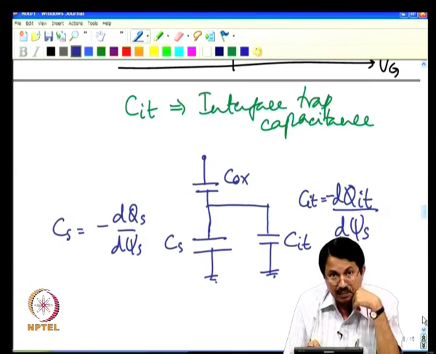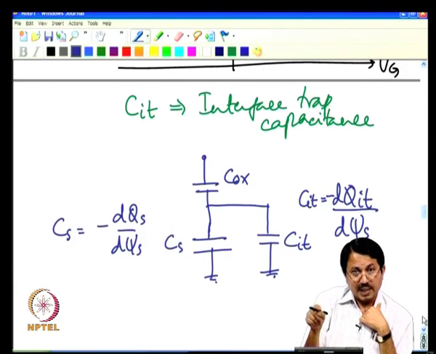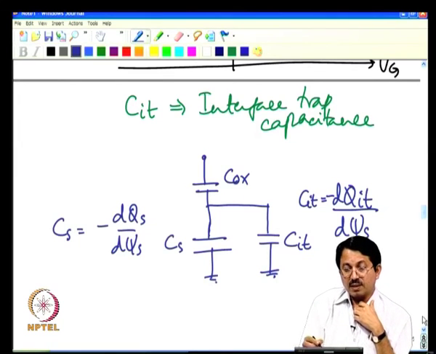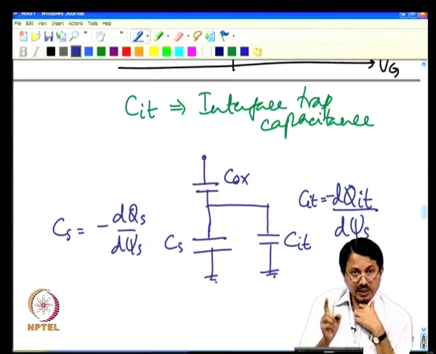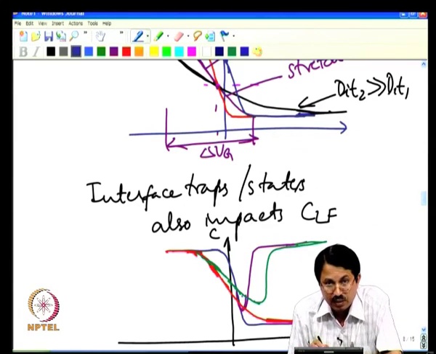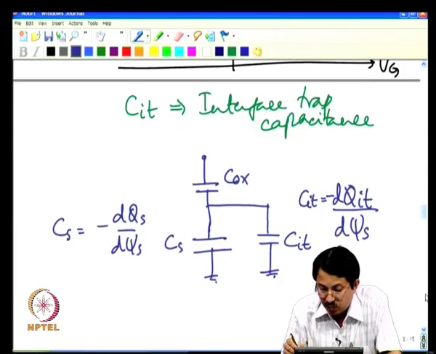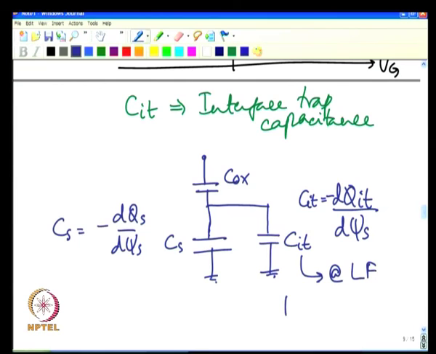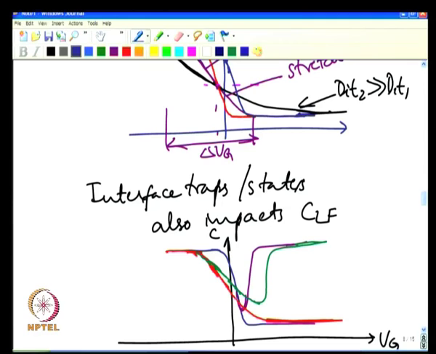When I am doing low frequency measurement, my frequency is so low that I am giving enough time to fill these traps, empty these traps. As a result of that, the CIT will come in only at low frequency, and hence this is what you see. So, CIT at LF but not at HF, right, makes sense, right, and hence at any given point here.